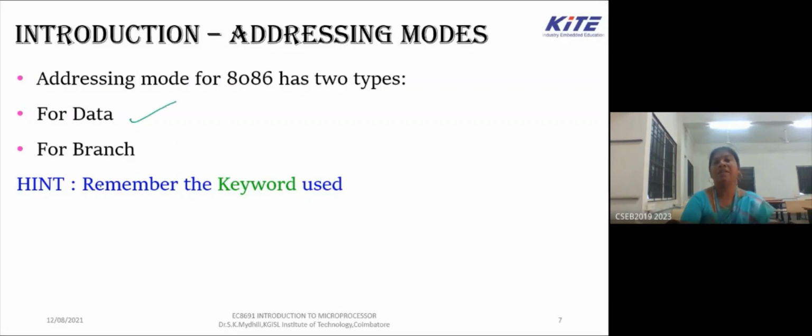One is for the branch and another is for the data. How will you remember it? Since I want to write only from the exam point of view, there are some keywords. Based on the keywords, you can recollect the addressing modes connected with the instruction. So remember the keywords being used. The hint to remember these addressing modes is to remember the keyword, and how you analyze the keyword I will explain one by one.